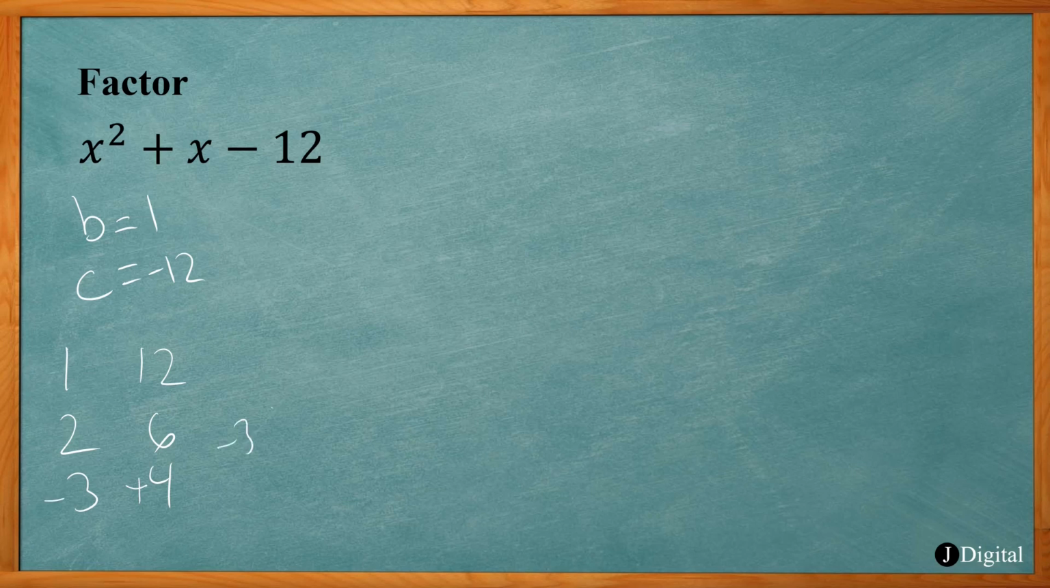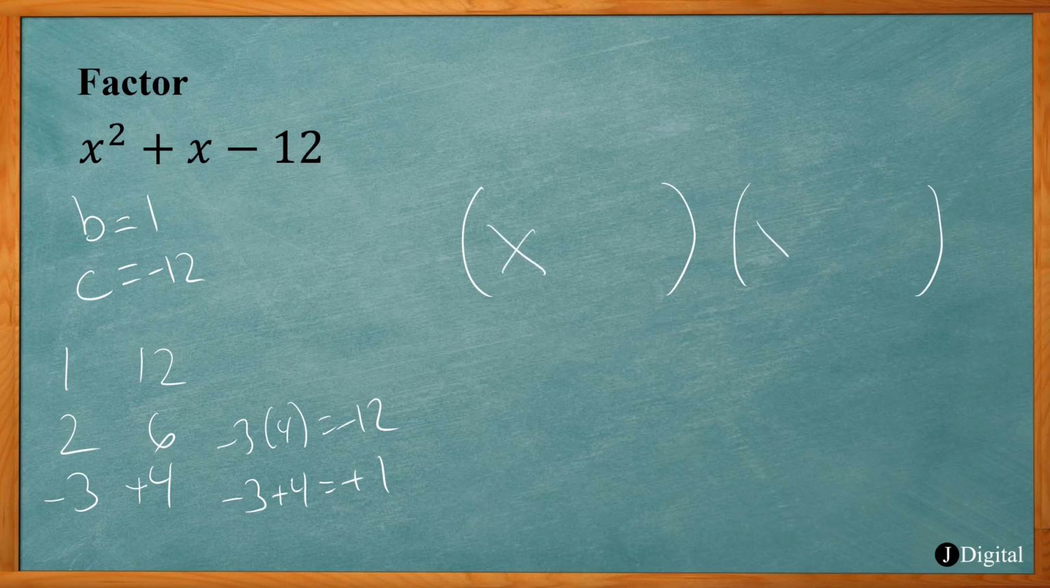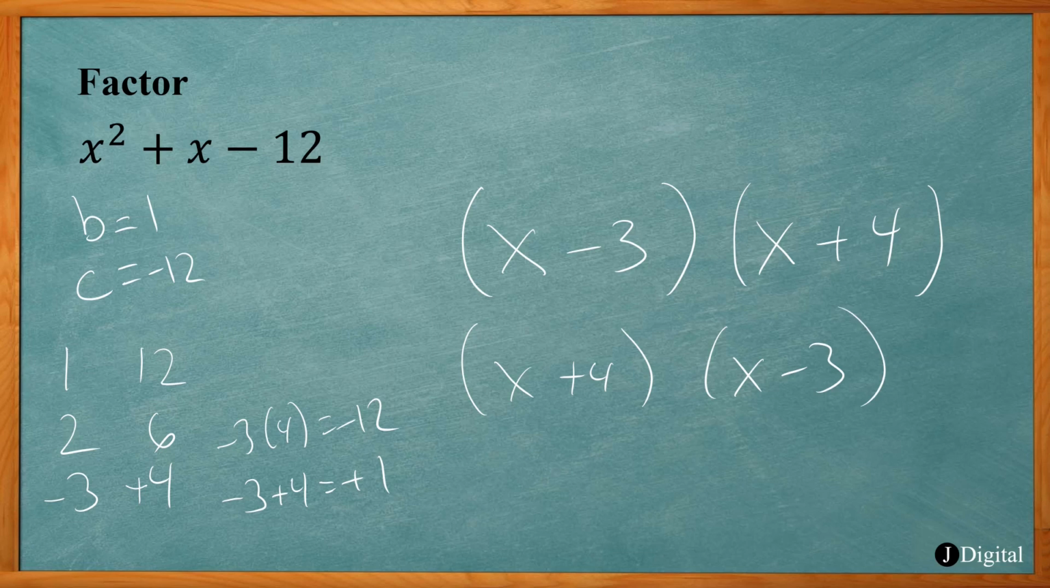So negative 3 times 4 is negative 12. And negative 3 plus 4 is positive 1. So again, set up our two parentheses. We have an x, and our two numbers, negative 3 and plus 4. Now it doesn't matter which order you do this. It could have been x plus 4 times x minus 3. When you multiply two things together, it doesn't matter the order.